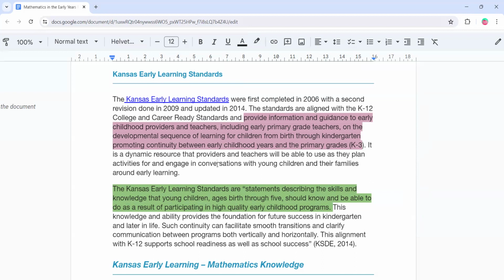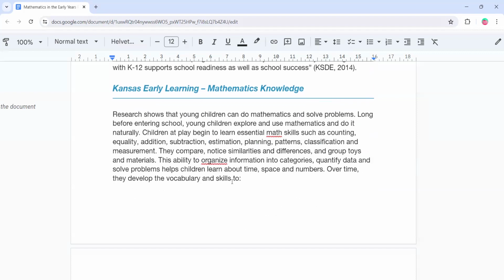This knowledge and the ability provides the foundation for future success in kindergarten and later in life. Such continuity can facilitate smooth transitions and clarify communication between programs both vertically and horizontally. This alignment with K-12 supports school readiness as well as school success. I think you got a good understanding of what the Kansas Early Learning Standards are. Now we'll go into detail on this.